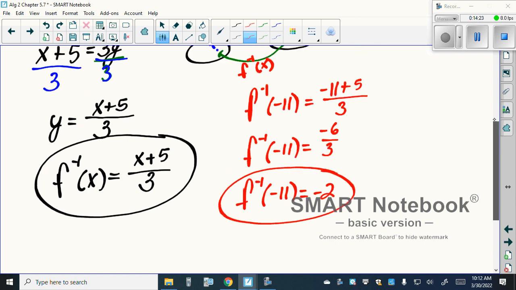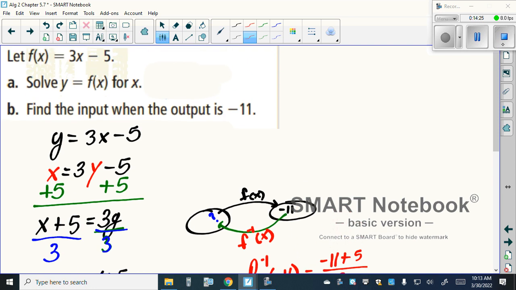Now, if we looked at the original function, 3x minus 5, yes? I'm going to say 3 times negative 2 minus 5, because that's the solution we got, the input. This value over here was negative 2, yes? Well, 3 times negative 2 is? So the inverse is just taking us back where we came from. Any questions on this here?